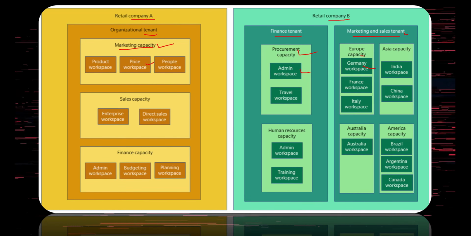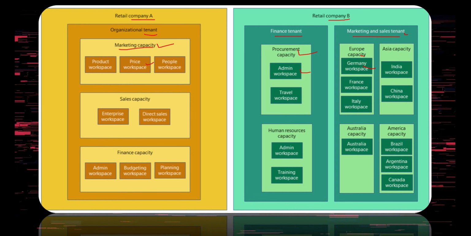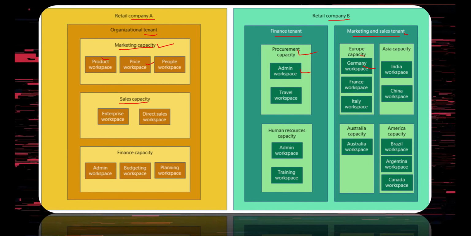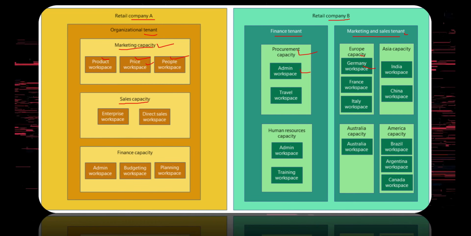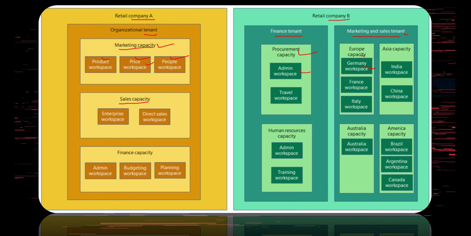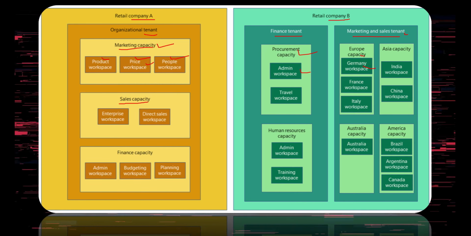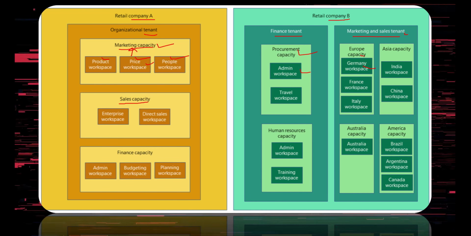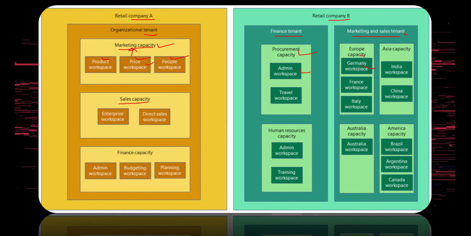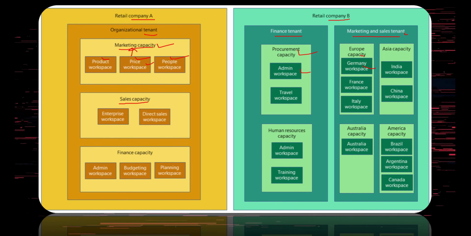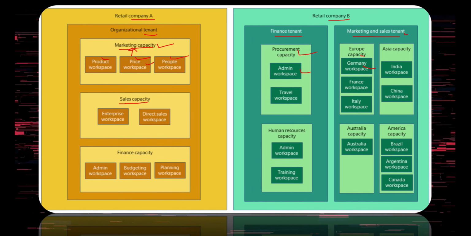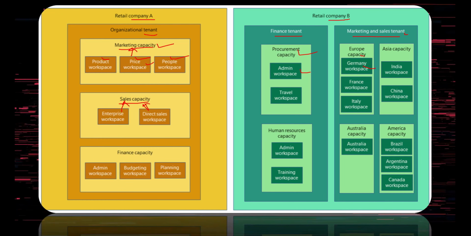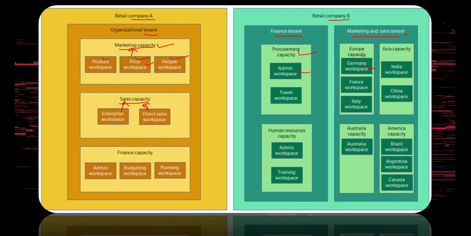So they are considering it here as a business unit, like marketing is one business unit, sales is one business unit, and inside that they have a product department, pricing department, people department. They have their own workspaces, but at the end of the day all these departments are charging to Microsoft like a marketing capacity. Similarly, sales has an enterprise team and a direct sales team, which are using the sales capacity. Similarly, the finance capacity also has its three workspaces.